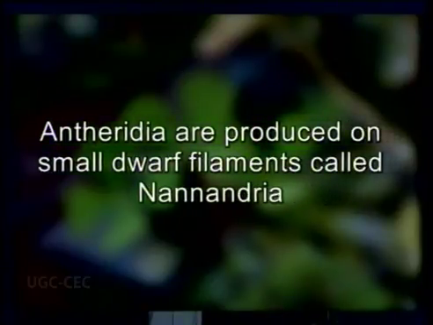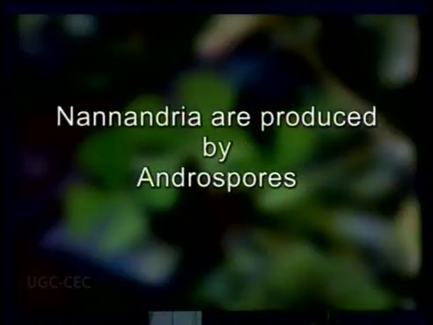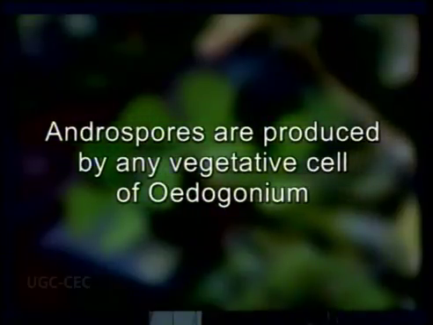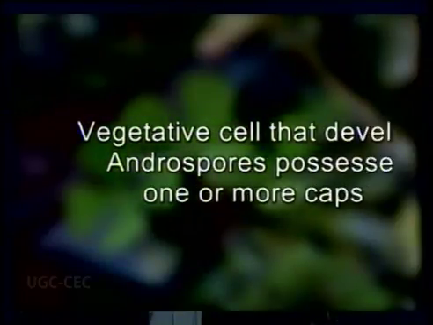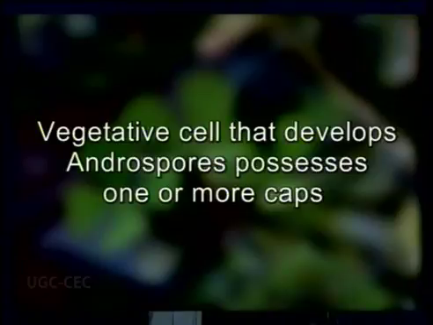Now, sexual reproduction in nannandrous species. In nannandrous species, the sexual reproduction is somewhat specific and complicated. Here, the male gametes or antheridia are produced on small dwarf filaments called nannandria. These nannandria are produced by a special type of spore called androspores. These androspores are produced by any of the vegetative cells of the Oedogonium, but the vegetative cell which develops the androspores usually possesses one or more caps at its anterior end.